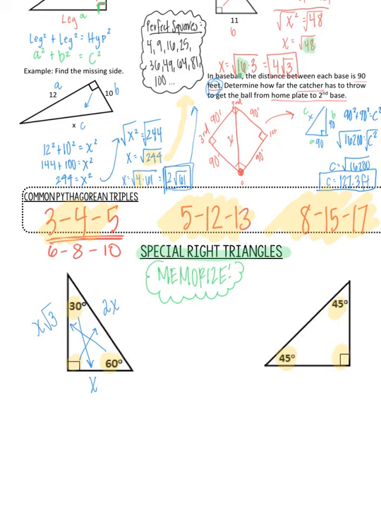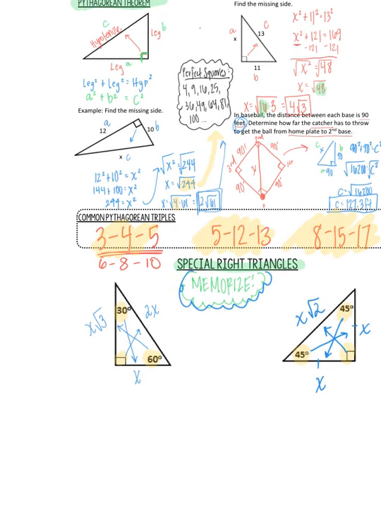A 45, 45, 90 triangle is an isosceles right triangle. Because these two base angles are equal to each other, the sides across from them are also equal. We label those with x. The hypotenuse is whatever the leg is times the square root of 2. Again, memorize. You've got to know those sides of a special right triangle for the rest of the semester, really the rest of the year. Let's flip it on over to the back.